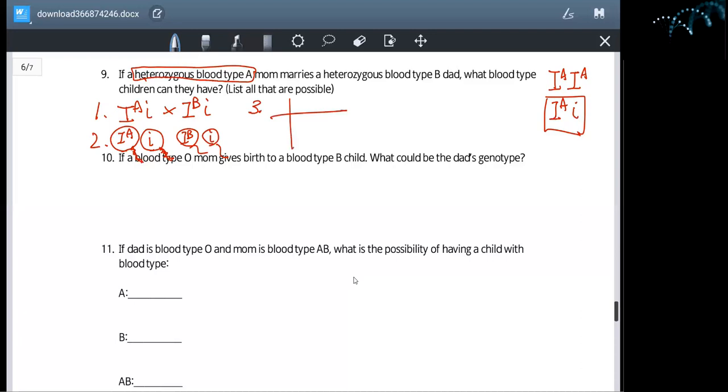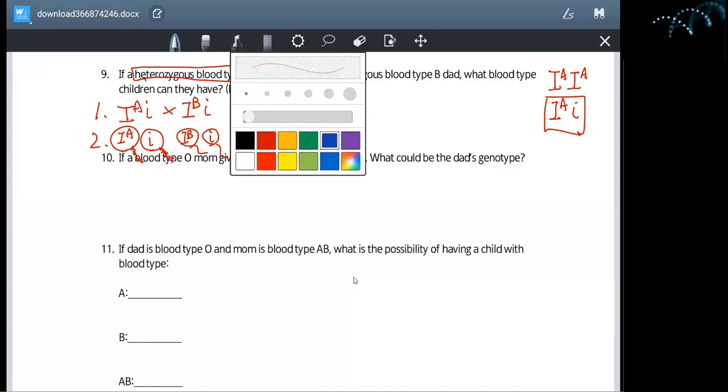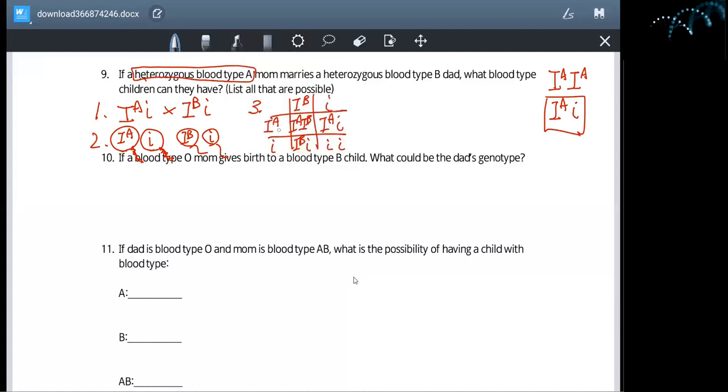So let's cross them. You got big IA, little i, big IB, little i, and then you do your Punnett square. You got big IA, big IB, big IA, little i, big IB, little i, little i, little i. Okay. Hopefully by now you know how to do a Punnett square. If not, this is how. You put one over here. That's big IA. That's big IB. Little i over here, IB over here. Okay, that's how you figure it out.